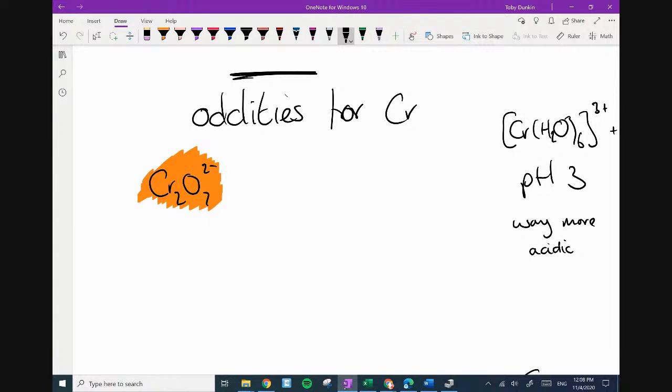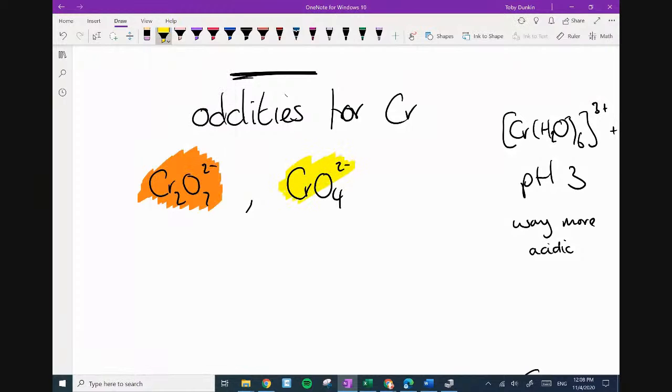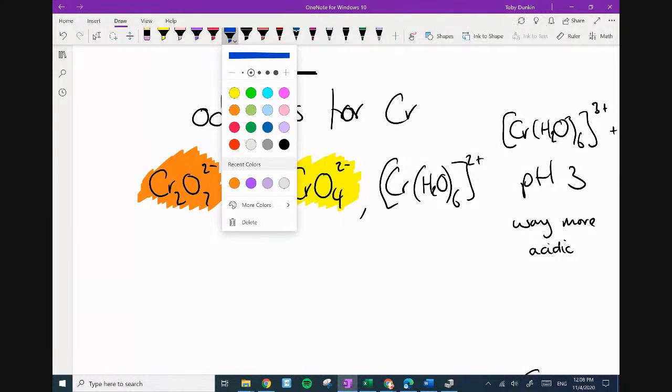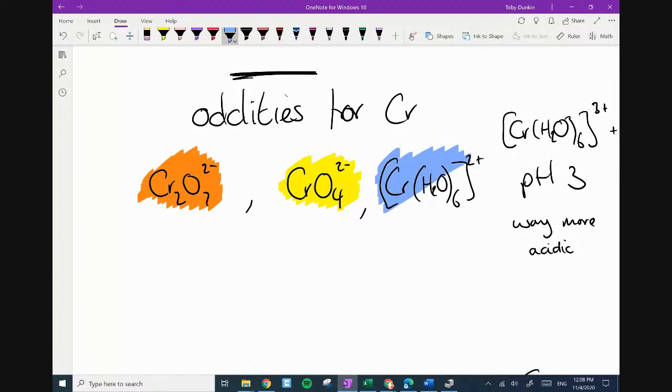Next one. We then have the chromate ion, CrO4 2-. This one is not orange, but in fact, yellow. Got to know that one, I'm afraid. Next, chromium 2+. Chromium 2+ as a hexaaqua. The hexaaqua chromium 2+ is blue, and it's a blue solution. It's kind of a pale blue. It's not that kind of dark. What kind of a blue is it? It's a bit like that kind of blue. There we go. That's the blue it is.